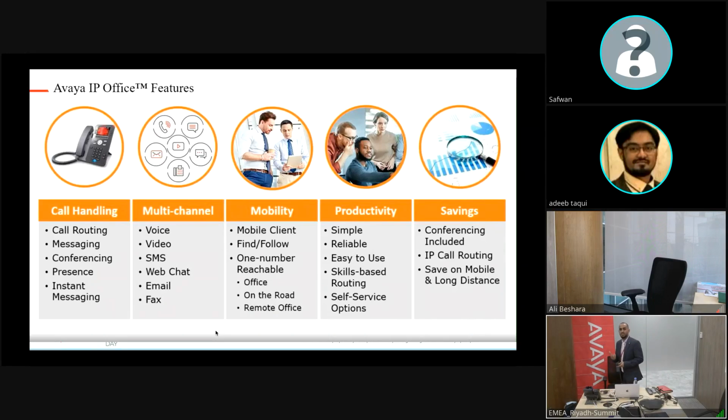We have the mobility of the IX Workplace, the mobile client, which is Avaya IX Workplace, one number to reach you. We can put one number on the business card so that one number can reach you on mobile or on your hard phone. Productivity, so we are talking about the simple environment, about the iOffice, easy to use, skill-based routing, self-services, which is the IVR. And saving money, because in the iOffice you can use the conference to save money, you can make IP call route to save money, you can use your mobile application to handle the calls that will save money.